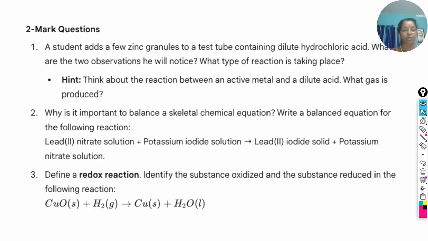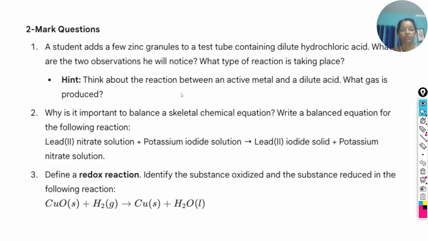Now 2 marks questions. A student adds a few zinc granules to a test tube containing dilute hydrochloric acid. What are the 2 observations he will notice? Production of bubbles. The zinc granules are changing their color, and we can see the evolution of bubbles being produced.